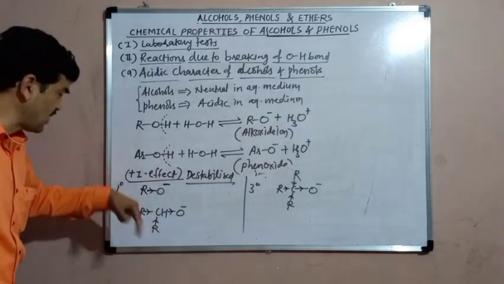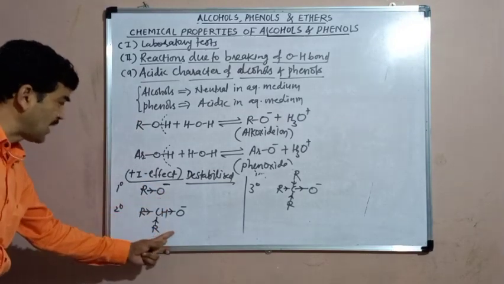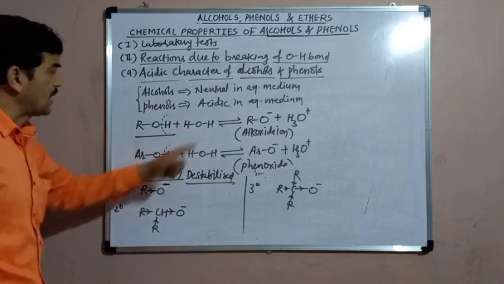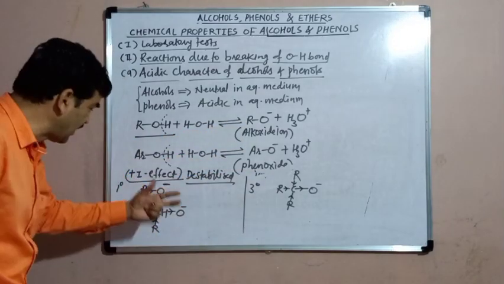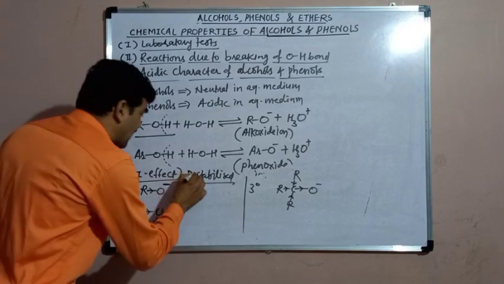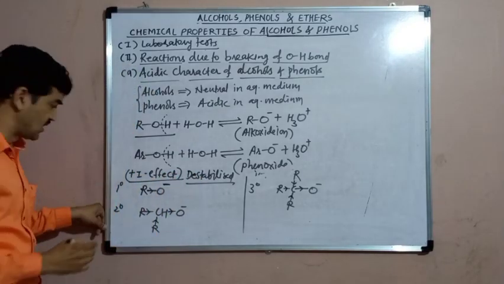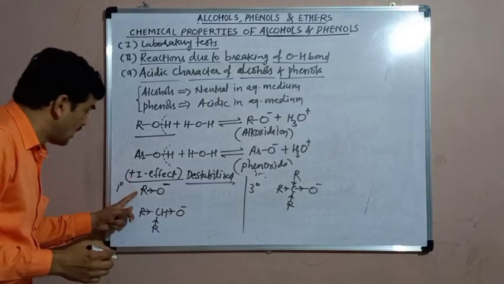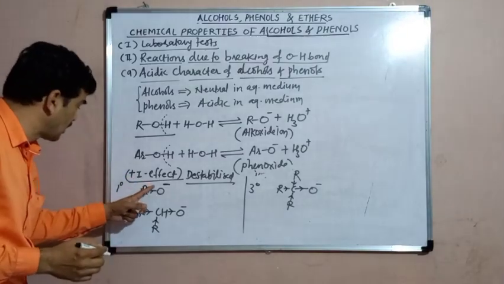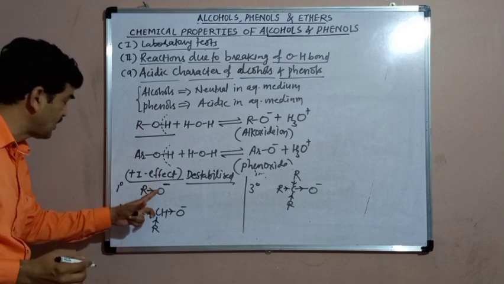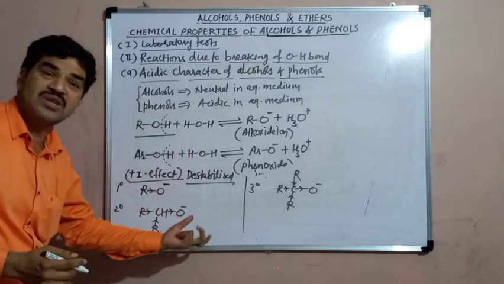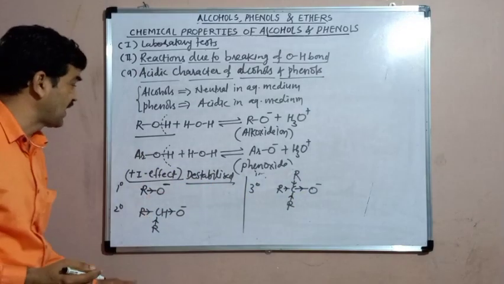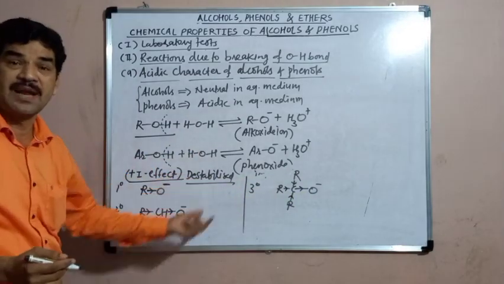Because they become less stable. Alkoxide ions become less stable as compared to the molecule of alcohol. Now why do they become less stable? Because in the alkoxide ion there is a positive inductive effect. Due to the positive inductive effect, the electron density gets transferred toward the oxygen atom, and the oxygen atom has more negative charge. The magnitude of negative charge increases. That's why the alkoxide ion becomes less stable, destabilized.